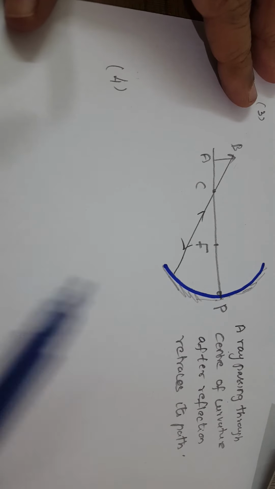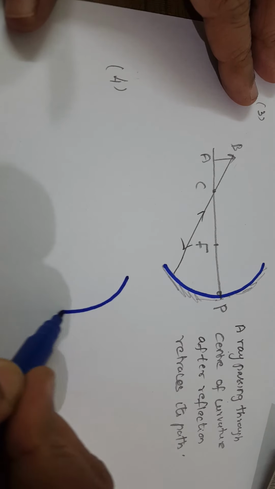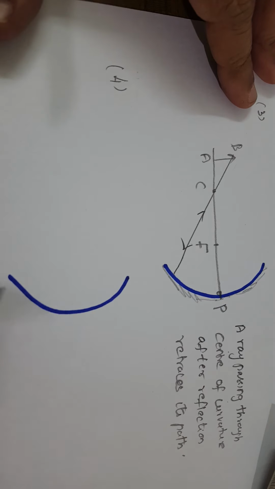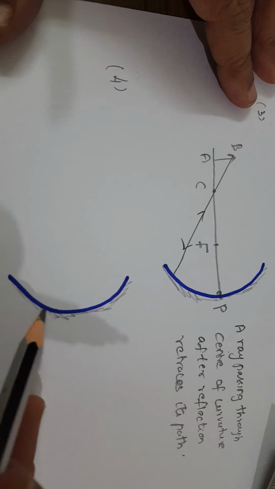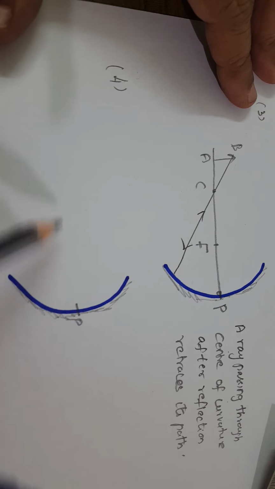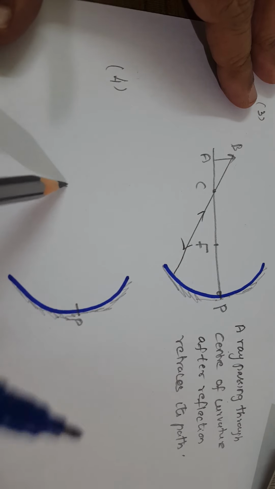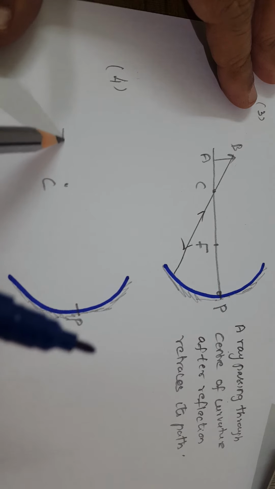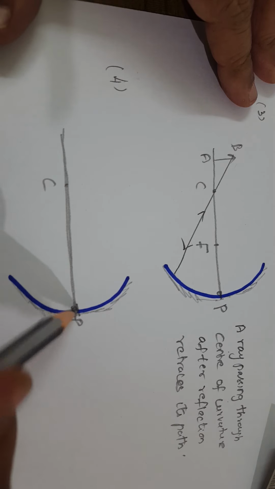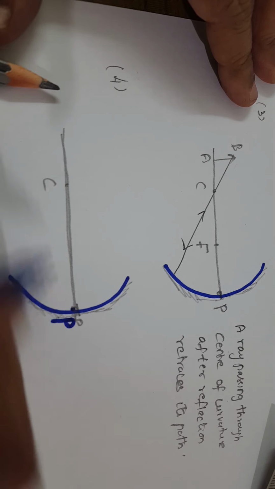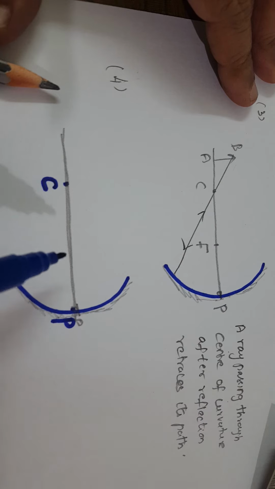I will draw the mirror and you have to shade it. That is, you are polishing. This is the pole of the mirror, and here you have the center of curvature. Join C and P, so this will be the principal axis, right? Here you got the pole of the mirror. Here you got the center of curvature. Between these two you have the focus.